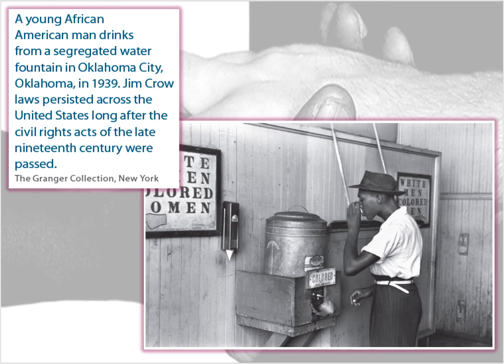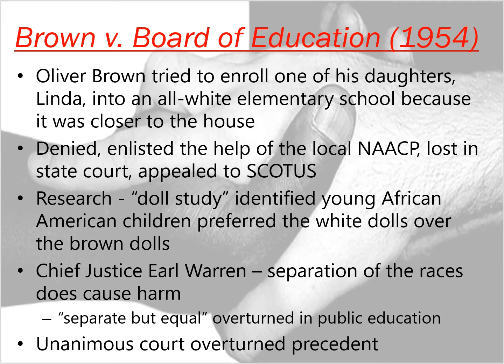Here you have an image of a young African American man drinking water from a segregated water fountain. This is in Oklahoma in 1939. And now it's time for the big one, the Mac Daddy, Brown versus Board of Education. Now, remember, this is one of our 15 required court cases, and we're actually going to go over this in depth tomorrow on Tuesday. So allow me to zoom through it now before we zoom on it tomorrow.